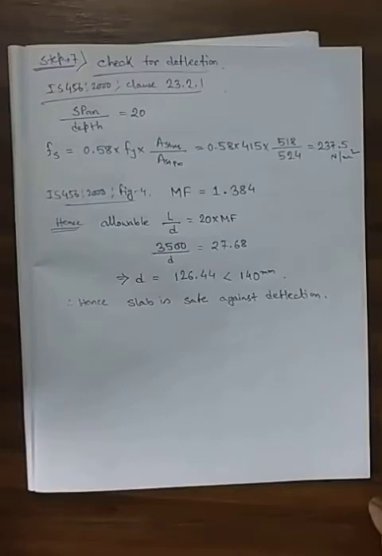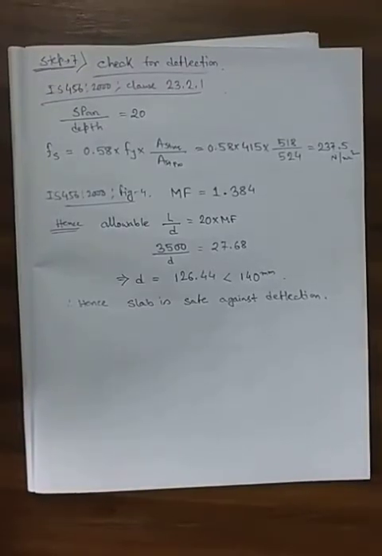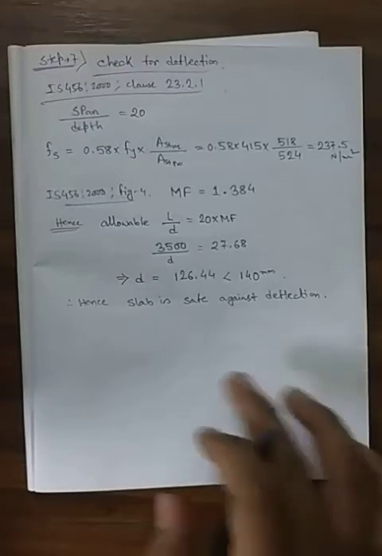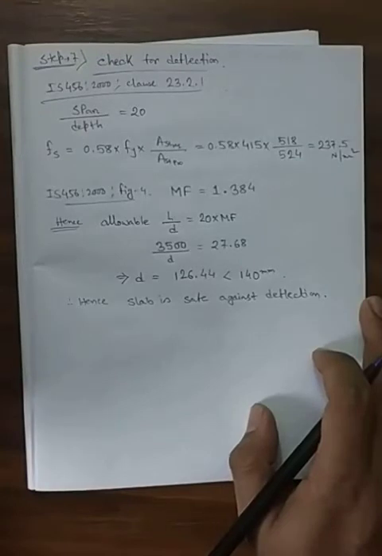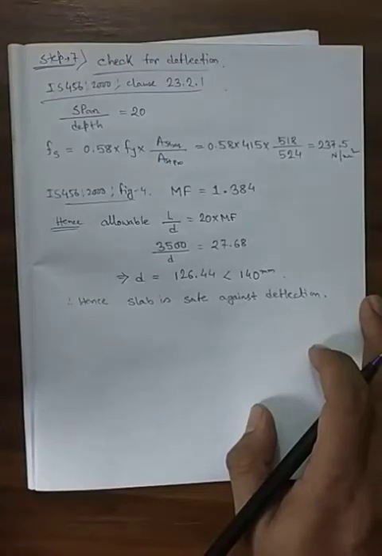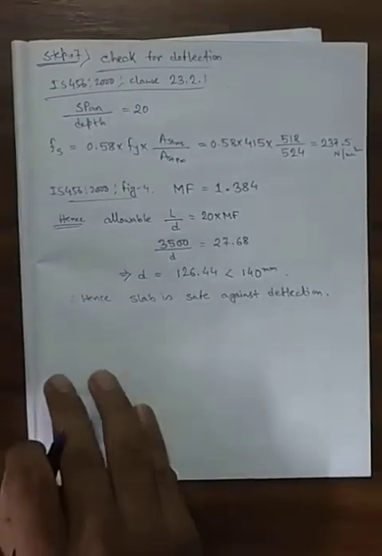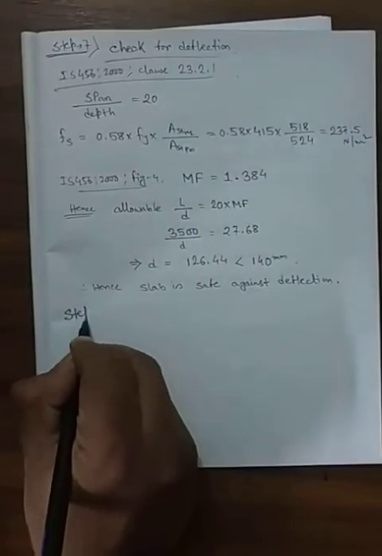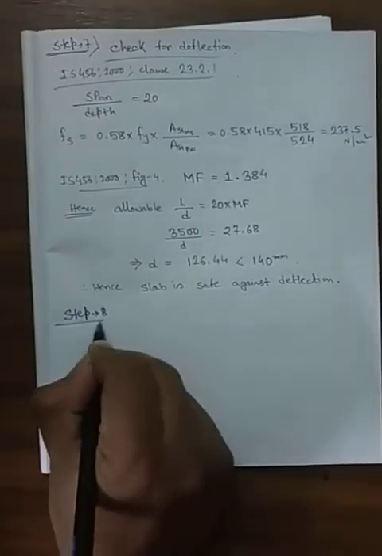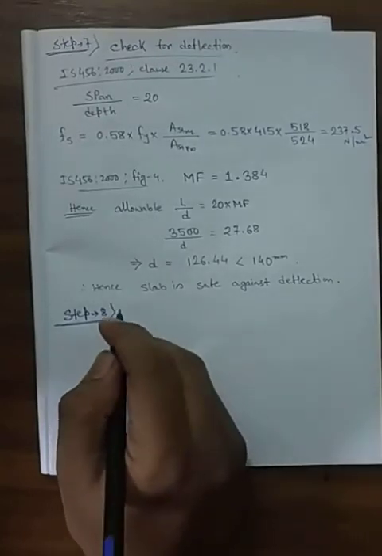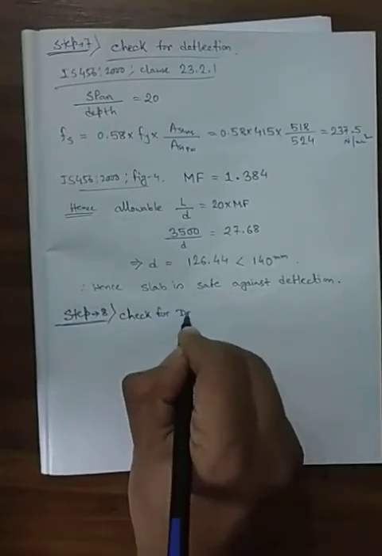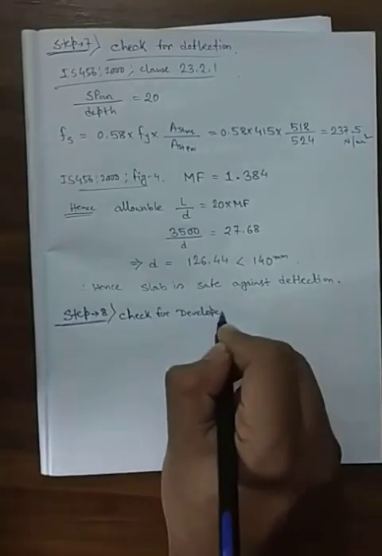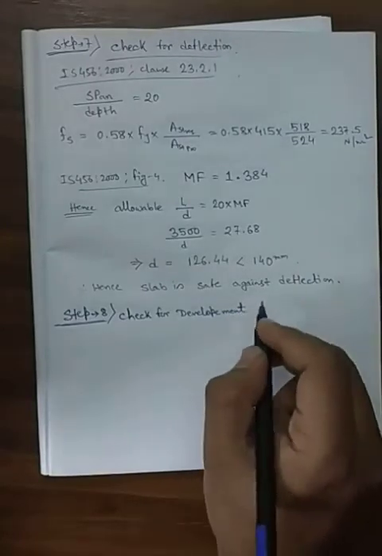In the last class, we discussed the design of a one-way slab, and we went through the check for deflection. Now this problem is incomplete without calculating our development length. So the final step is step 8, that is check for development length.